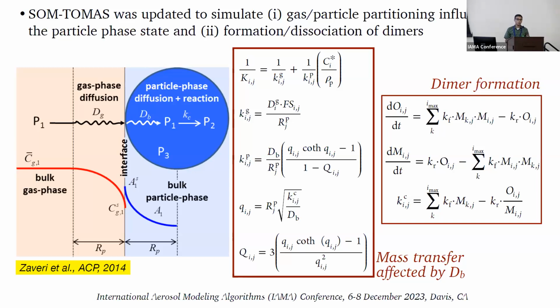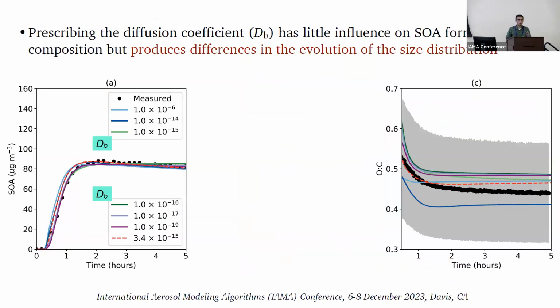And while we were at it, we also considered a scheme where we model the formation and dissociation of dimers, and that's because dimers have been attributed to the increase in viscosity of a particle or a reduction in the bulk diffusion coefficient. Okay, so what we do is we take some sample chamber data. This comes from Caltech, thanks to John Seinfeld, and we run the model and fit the model to develop parameters such that it can explain the observations of SOA mass concentrations shown on the left and the O2C data shown on the right. And we do that by prescribing the diffusion coefficient.